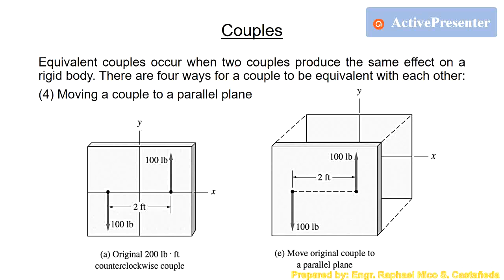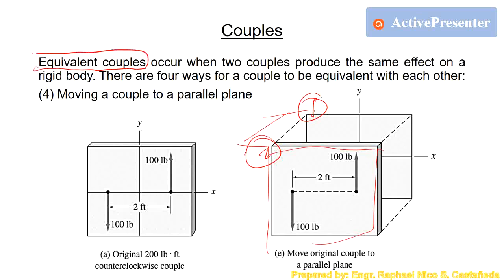The fourth one is moving a couple to a parallel plane. From our first figure, which is this one, the original couple is applied here because this is where the X and Y axes are located. The couple is transferred to another plane, which is parallel. These two planes, plane number 1 and plane number 2, are parallel to each other. Even if we transfer it to another plane parallel to the first one, we still get an equivalent couple, or the same effect on the rigid body.